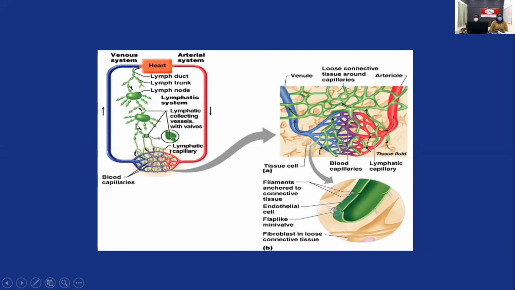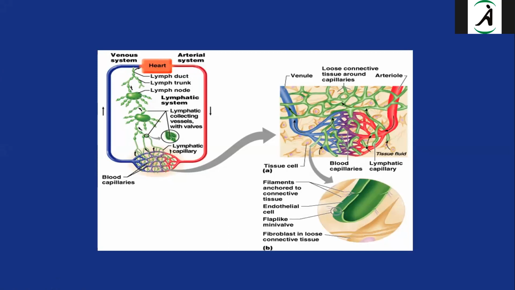So when the arterial capillaries and the venous capillaries communicate together, there is a chance of fluid moving out into the tissues. That fluid will be absorbed by the lymphatic capillaries. You can see that green color in the picture. So that is the lymphatic capillaries.